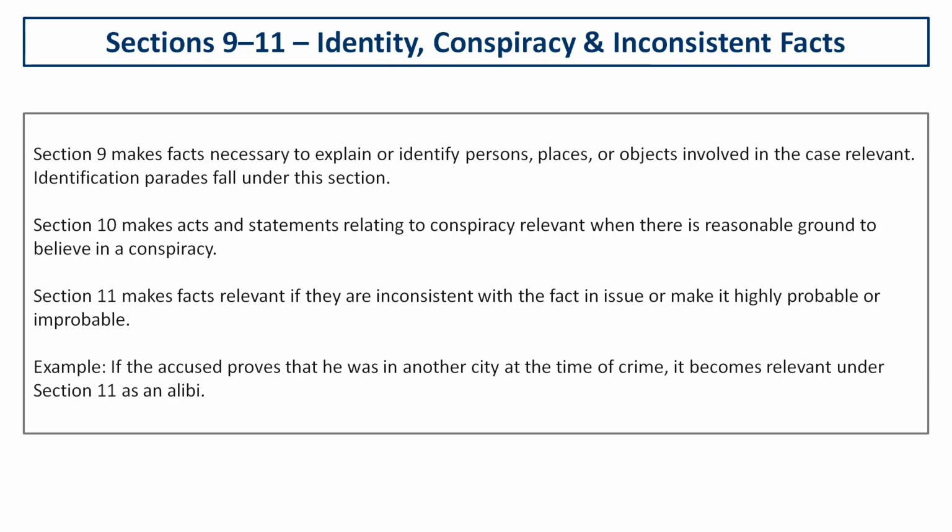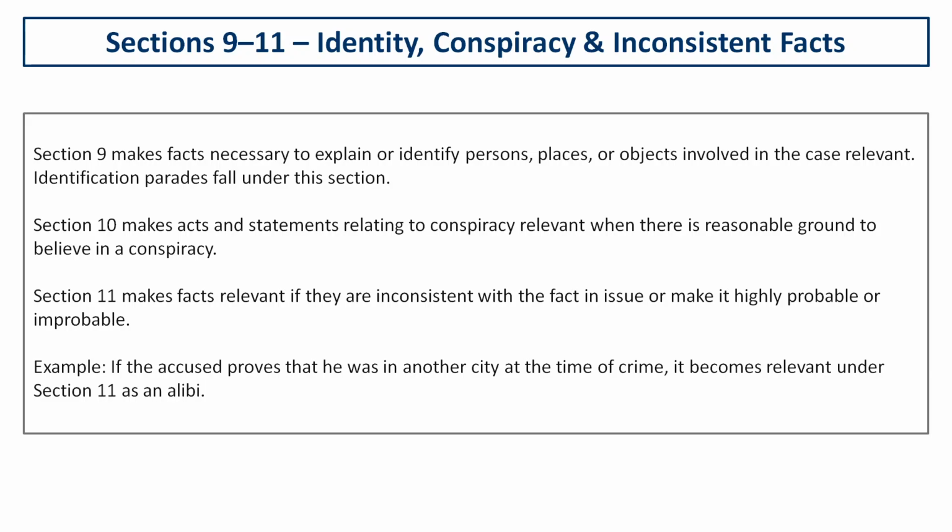Sections 9 to 11 deal with identity, conspiracy, and inconsistent facts. Firstly, Section 9 makes facts necessary to explain or identify persons or objects relevant. For example, identification parades are covered under this section. Section 10 deals with conspiracy. If there is a reasonable ground to believe that two or more persons are involved in a conspiracy, their acts and statements relating to that conspiracy become relevant.